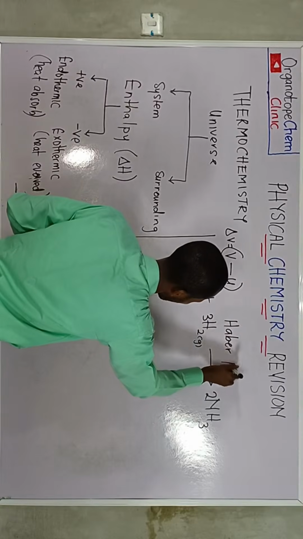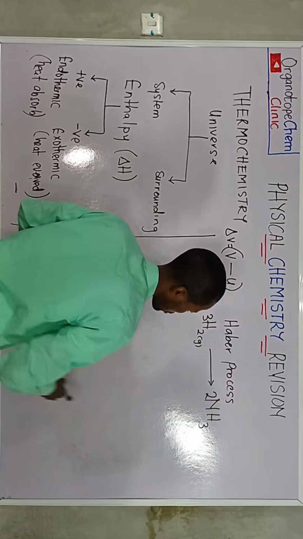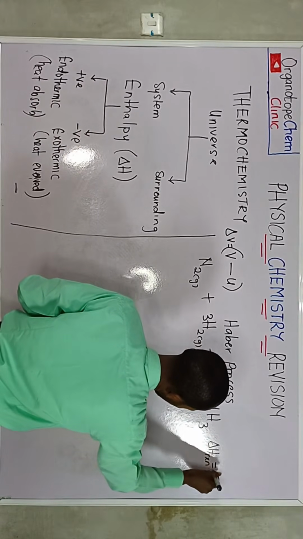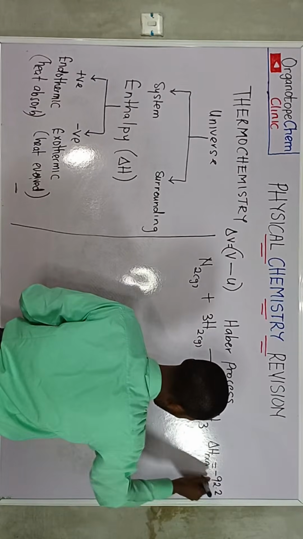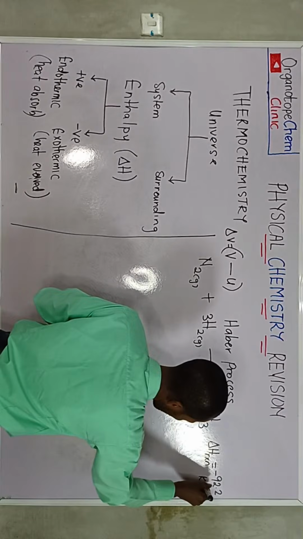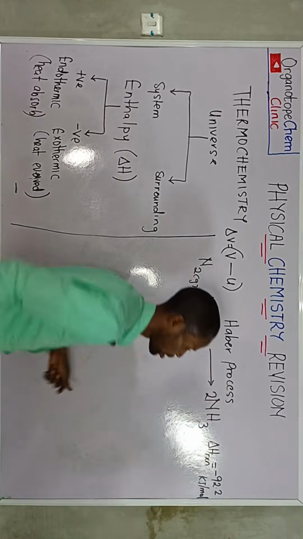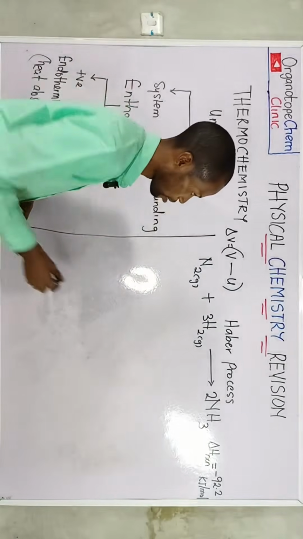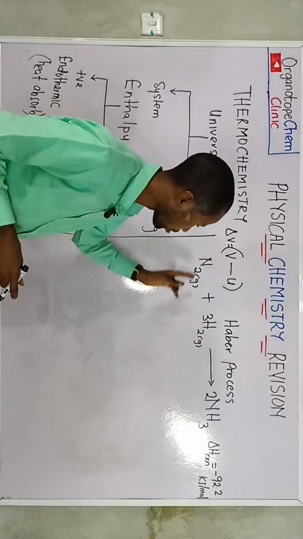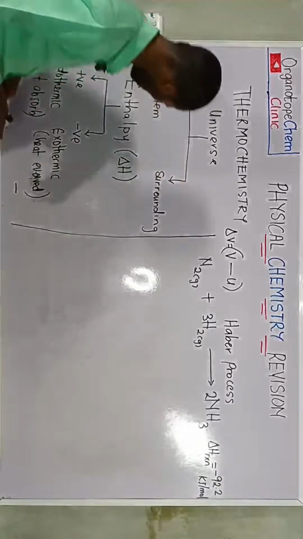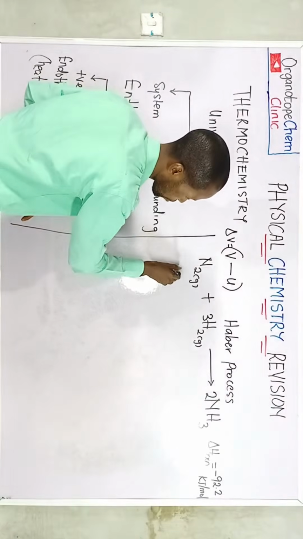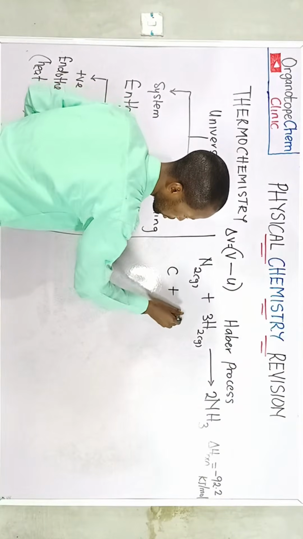So the value of the enthalpy of reaction right here is minus 92.2. The units for the enthalpy is kilojoule per mole. Enthalpy is measured in kilojoule per mole. Now, since the value of the enthalpy right here is negative, therefore, the Haber process is what? Exothermic reaction.